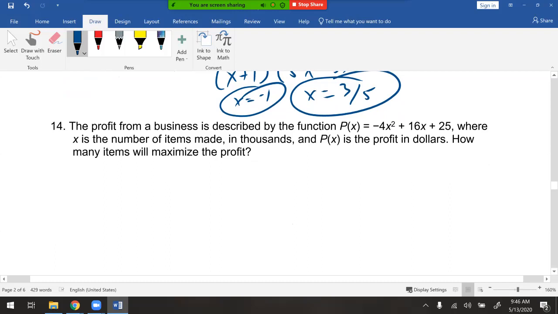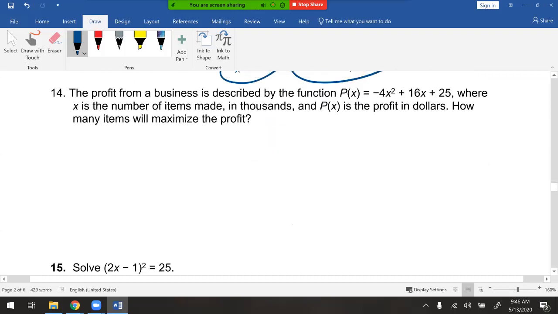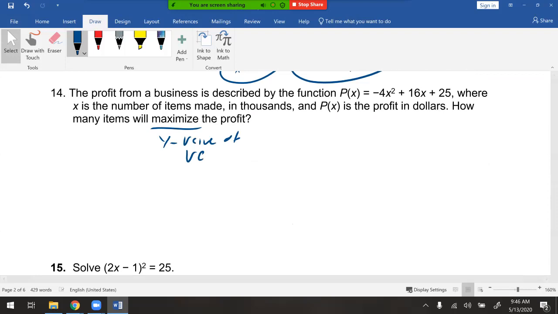Okay, the profit from a business is described by this function where X is the number of items made in thousands and P of X is the profit in dollars. How many items will maximize this profit? Well, again, we're looking for the x value of the vertex. So in this case, we use x equals negative b over 2a, or you can graph this, but I'm going to do the long way, okay?